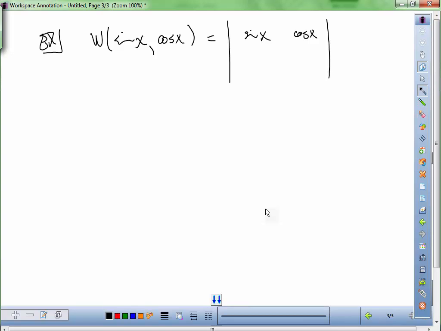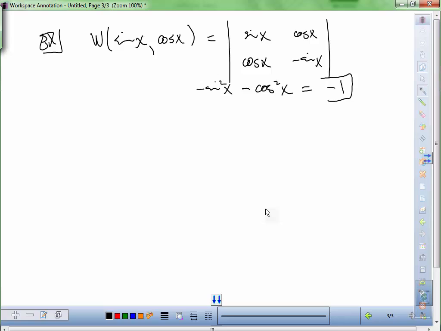The derivative of sine is cosine, and then negative sine. So the determinant of this is negative sine x squared minus cosine squared x, which is equal to negative 1. So these two are linearly independent. Okay, so to address Liz's question, if they're all going to be constants, let's do another one.